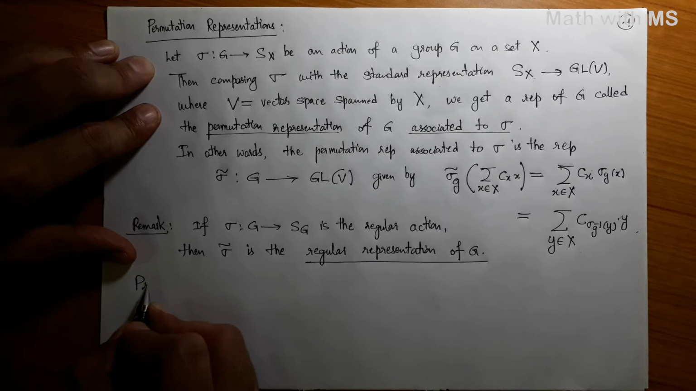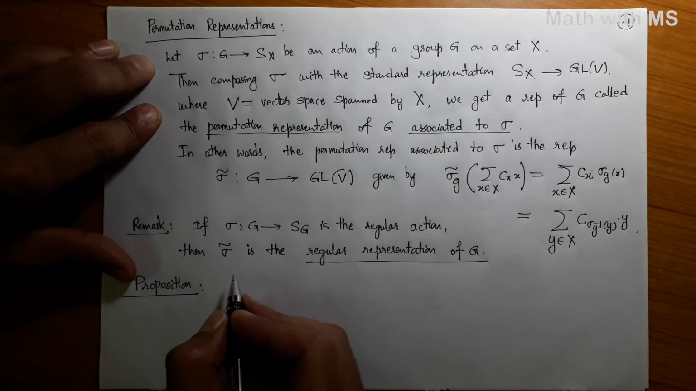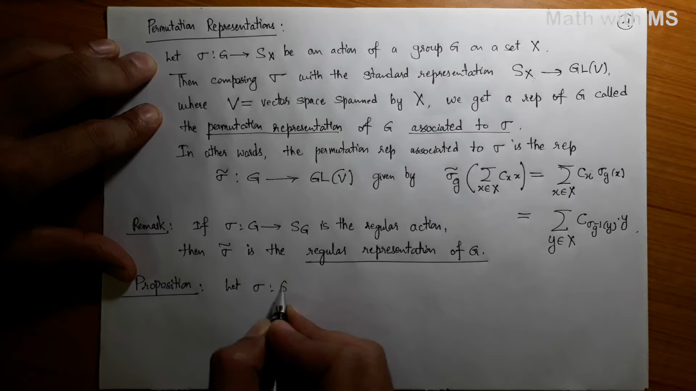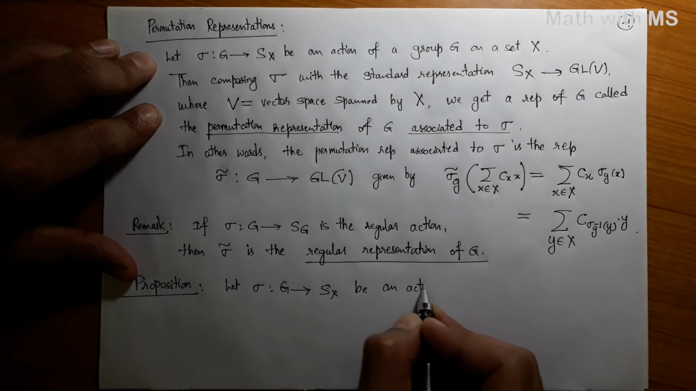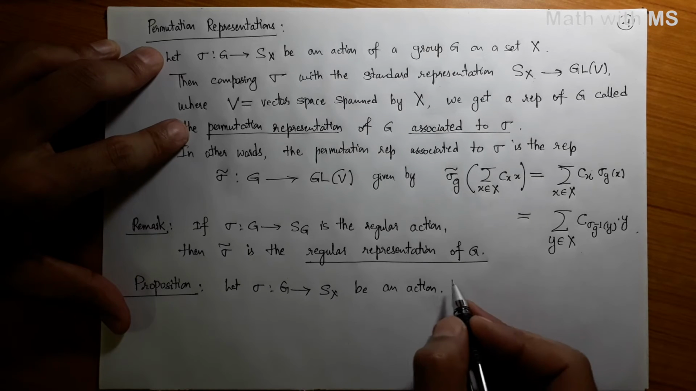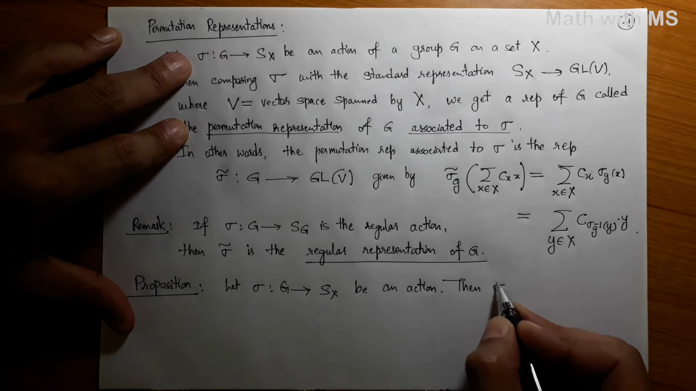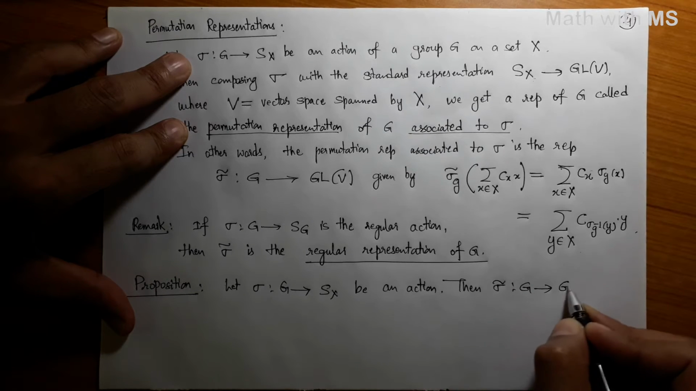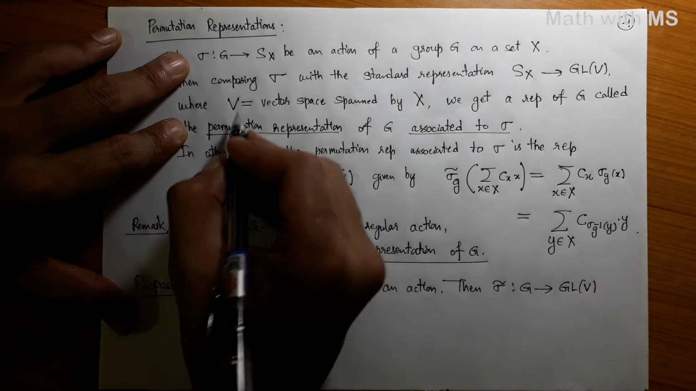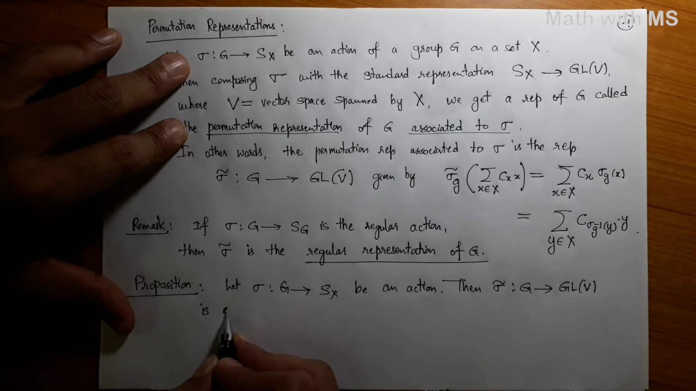Here is a proposition. Let sigma from G to S_X be an action of a group G on a set X. Then the permutation representation sigma tilde from G to GL(V), where V is the vector space spanned by X, is a unitary representation.